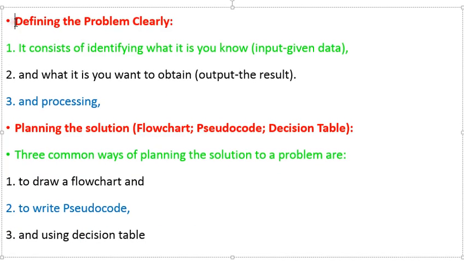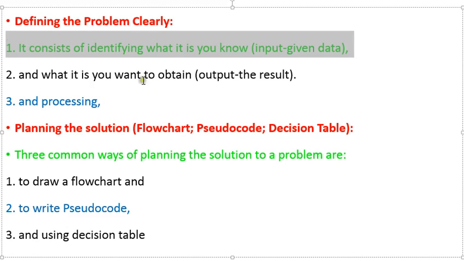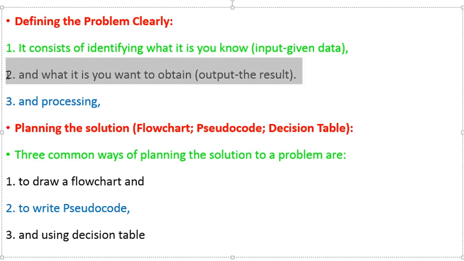Now, let us start with the first item, which is defining clearly the problem we want to solve. How do we define a problem? First of all, you need to clearly identify what you know. What you know, as far as programming is concerned, is the inputs that you are going to deliver to the program. You also need to determine what you don't know. What you don't know is what you want to obtain, and that is the output you want that program to produce after taking the input and processing it.